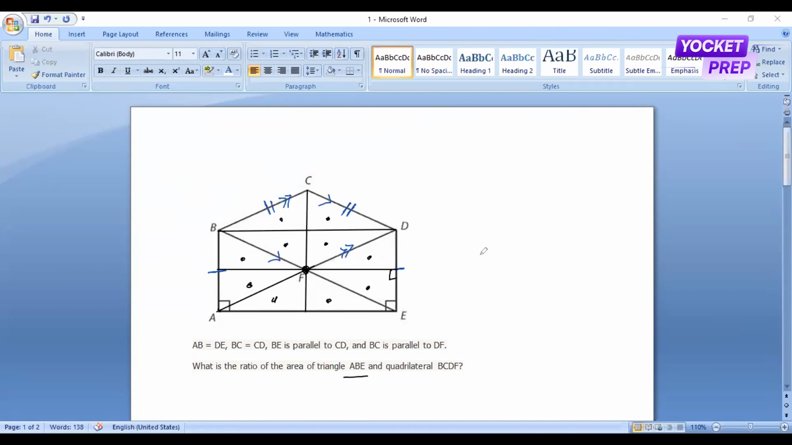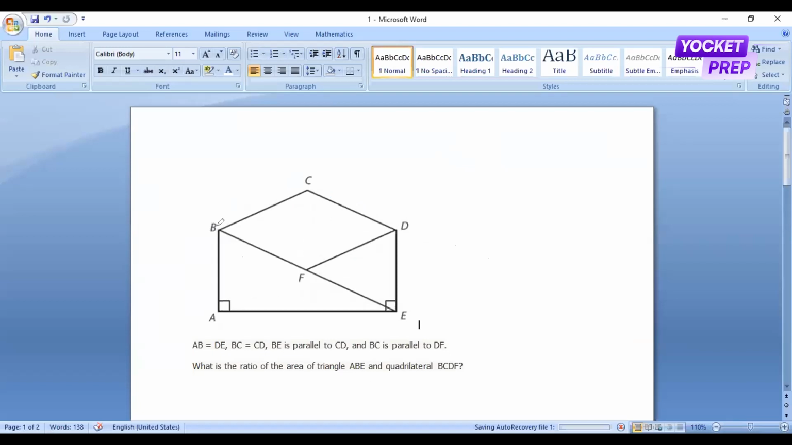A lot of these questions on the GRE, which ask you about ratio of areas, can actually be solved very efficiently by breaking that stuff down into smaller parts. Let me give you one more similar type.